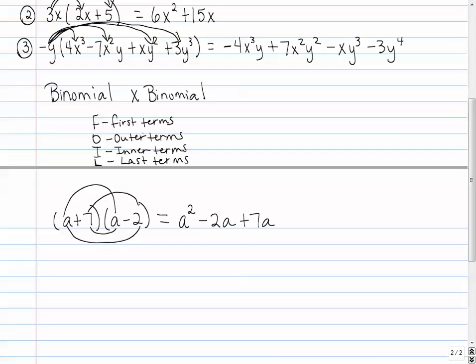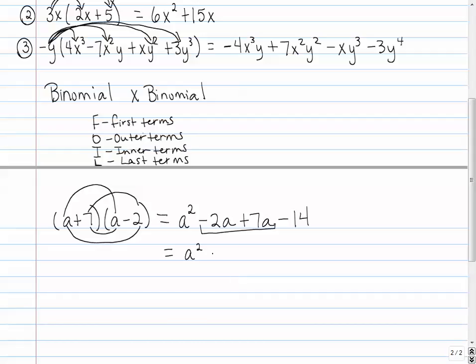And then last times last. 7 times negative 2 is negative 14. Now see, the reason you want to do it in this order is because it puts the 2 like terms in the middle beside each other. That's why that order is good.